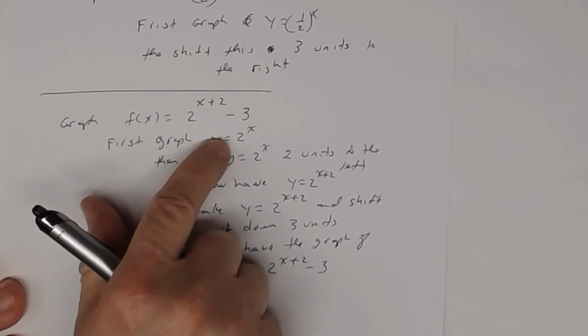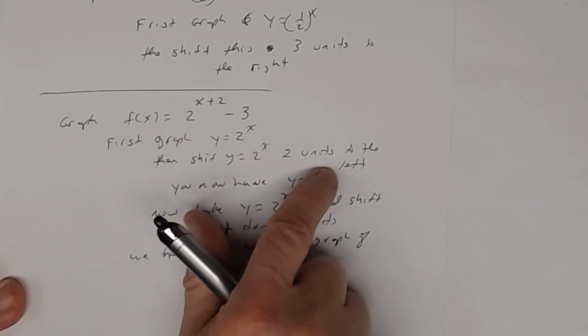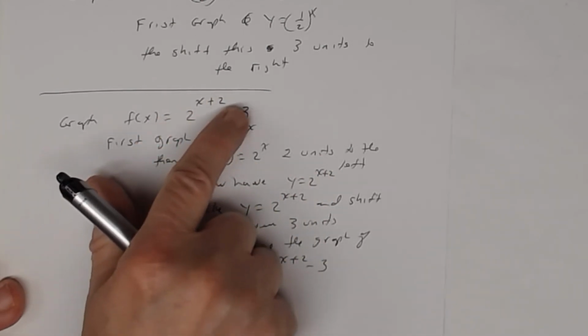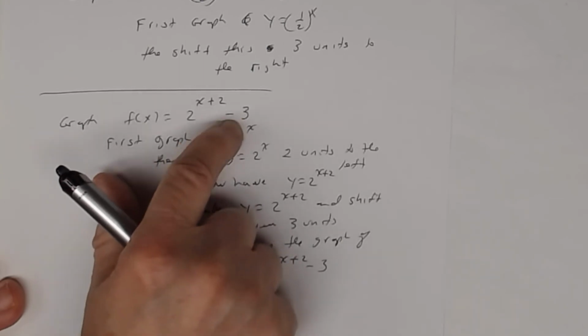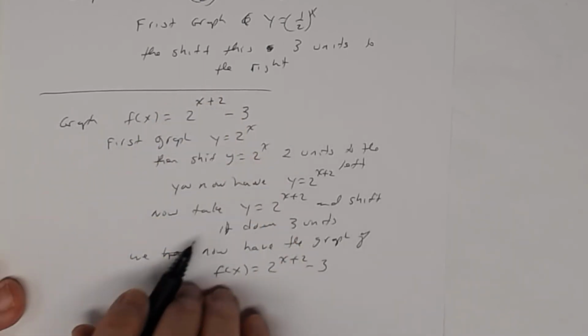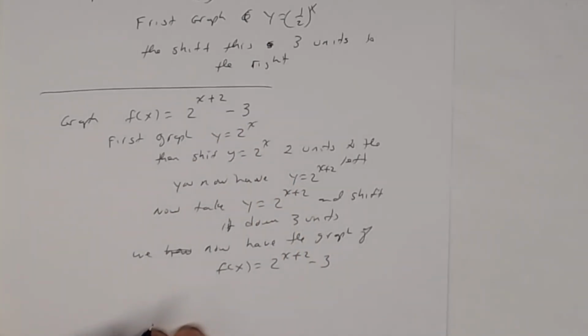So we're going to first graph the parent function. Then we're going to take the parent function and shift it 2 units to the left, which now is going to be this graph here. And then the next step is to move it down 3 units, this right here. Move that down 3 units. And then once we do all that, we have the final graph. All right, so let's go ahead and do that.